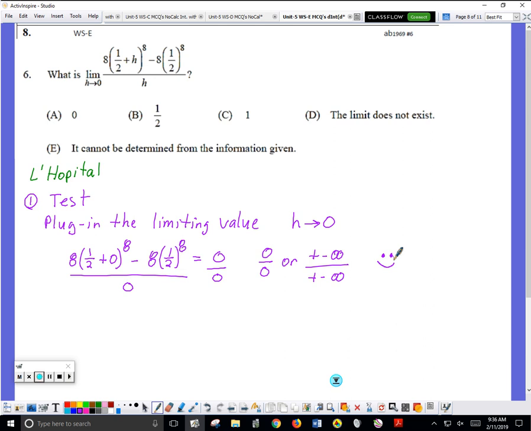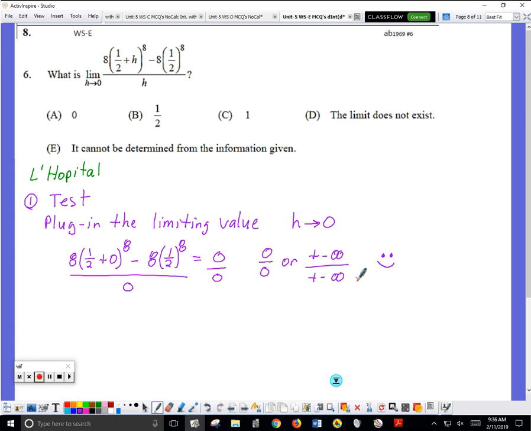So what you're doing with the test is you plug in the limiting value. If the result happens to be 5, the test fails and you can't use L'Hôpital's rule. If the result happens to be 0, the test fails. You can't use L'Hôpital's rule. But if you get 0 divided by 0 or infinity divided by infinity, then the test is successful and we can use the rule. So before I can show you the rule, you must do the test.